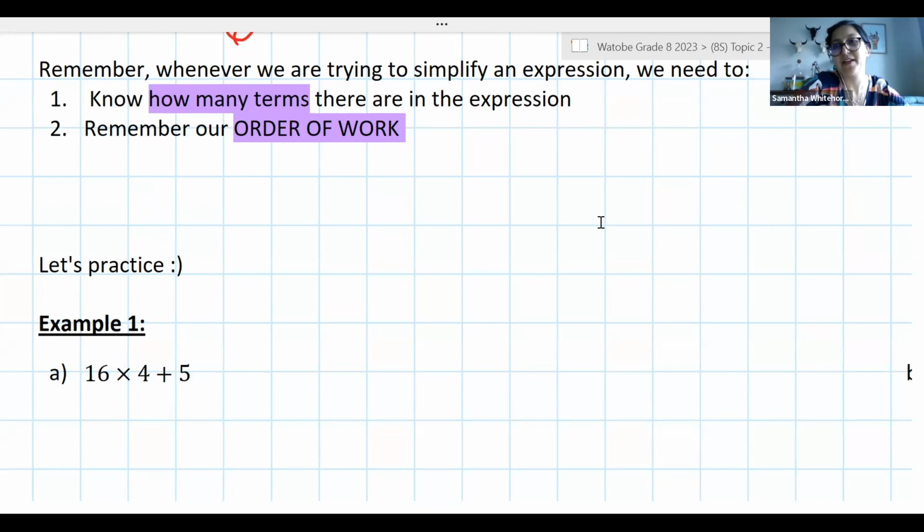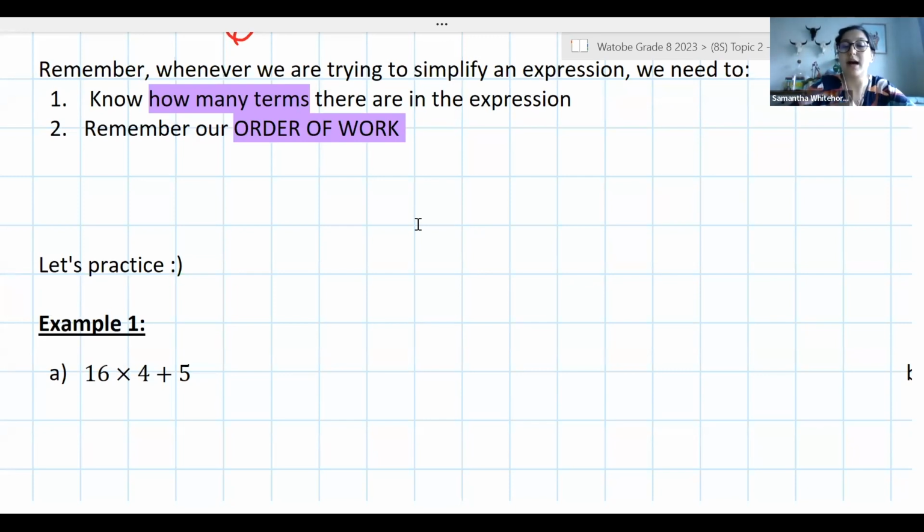Okay. Right, guys, so what we're going to practice here is slightly harder or slightly more complex operations. Now, there's a couple of things that we need to take note of before we start. The first one is how many terms we're working with. The reason this is important is because once we know how many terms we have in an expression, we can start to single out or identify these terms and say, okay, can I simplify this term any further to help me find the value of an expression? So we need to know how many terms we have, and we also need to remember our order of work.